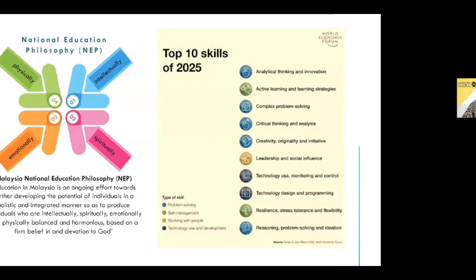Okay. And also HIEPs is based on the NEP, National Education Philosophy. The National Education Philosophy has 4: intellect, spiritual, emotional and physical. Education in Malaysia is an ongoing effort towards further developing the potential of individuals in a holistic and integrated manner so as to produce individuals who are intellectually, spiritually, emotionally and physically balanced and harmonious based on the firm belief in and devotion to God.